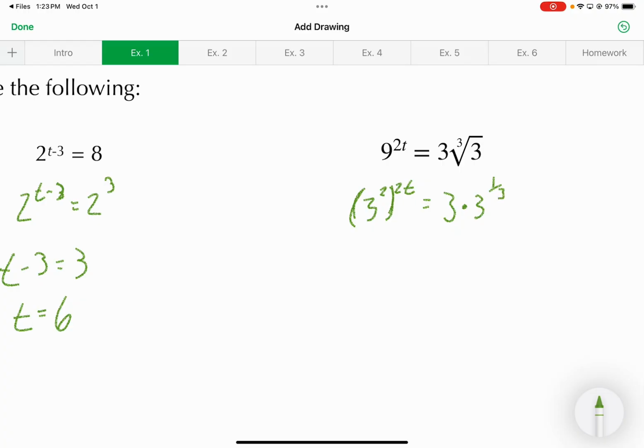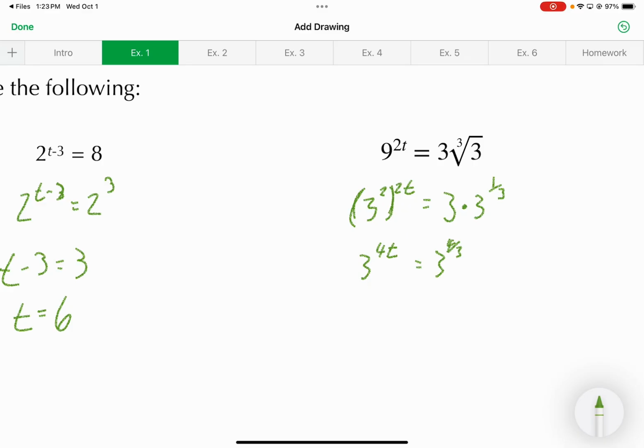Okay. All right. So we have to rewrite both sides now. We've got to simplify both sides. What should I do on the left side? What is that going to look like? 3 to the 4t. So when I have a power raised to a power, I multiply the exponents by each other. And then on the right side, I have 2 terms multiplied that have the same base but different exponents. What do I do with those? Add them. So it'd be 3 to the what? 4/3. Very good.